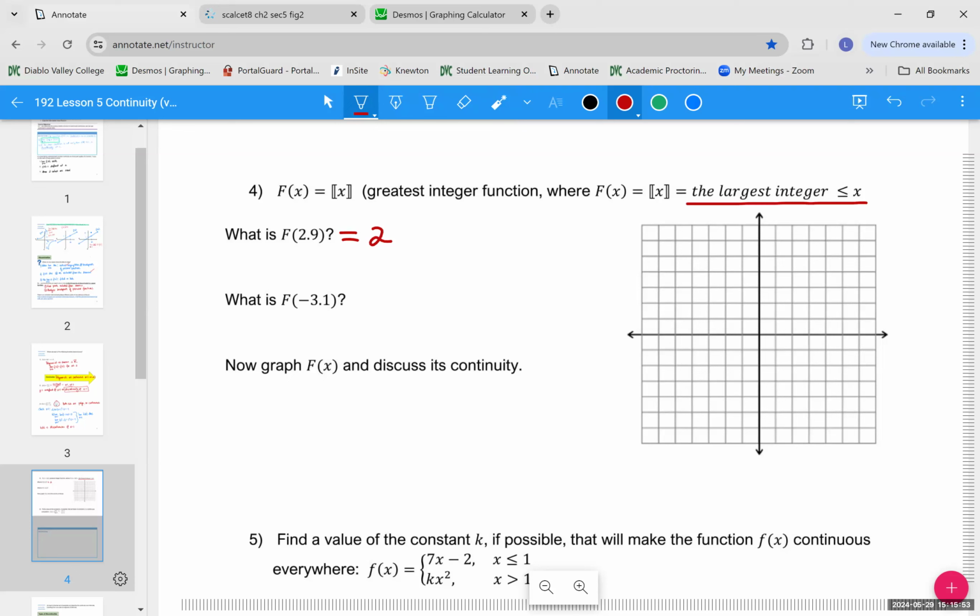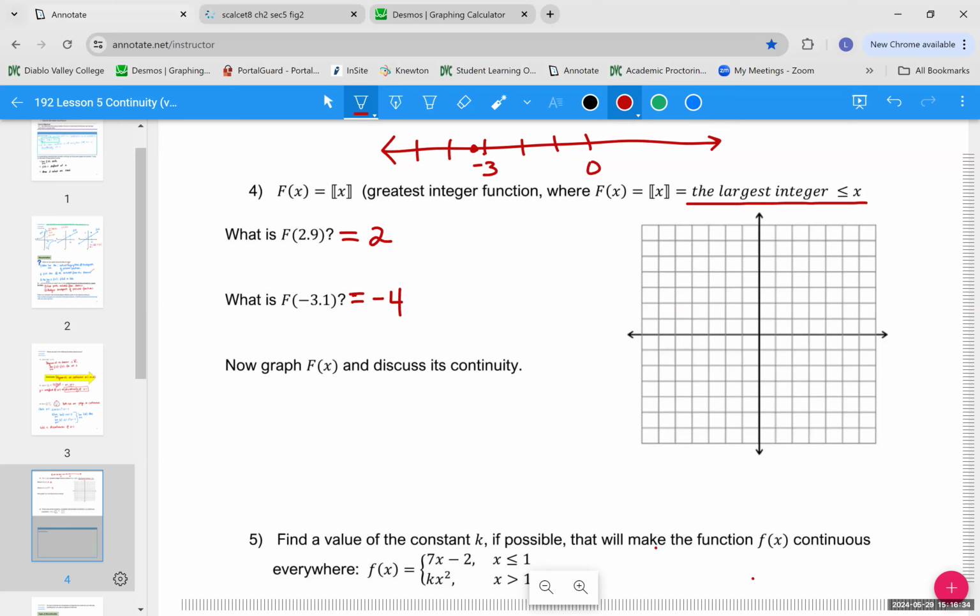Now, what about if I put in negative 3.1? Sometimes negatives screw us up a little bit. Negative 1, 2, 3. So negative 3.1 would be right here. What is the largest integer that's less than or equal to this? Less than is always left on the number line. So I couldn't say negative 3 because that is slightly larger. It's closer to 0. But I would have to say negative 4. That is the largest integer less than or equal to negative 3.1.